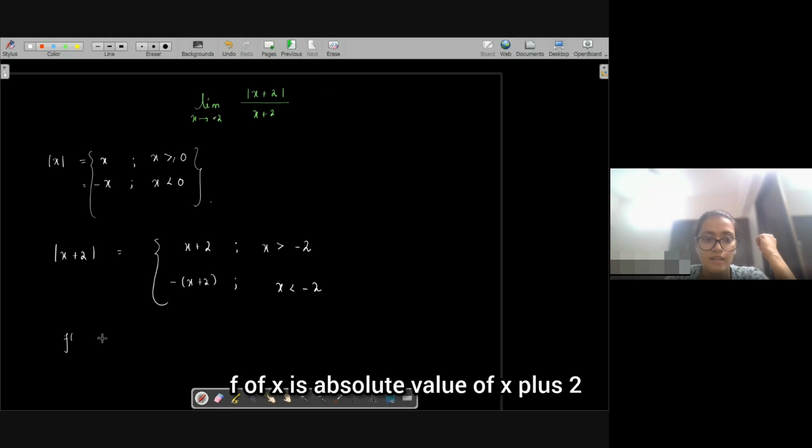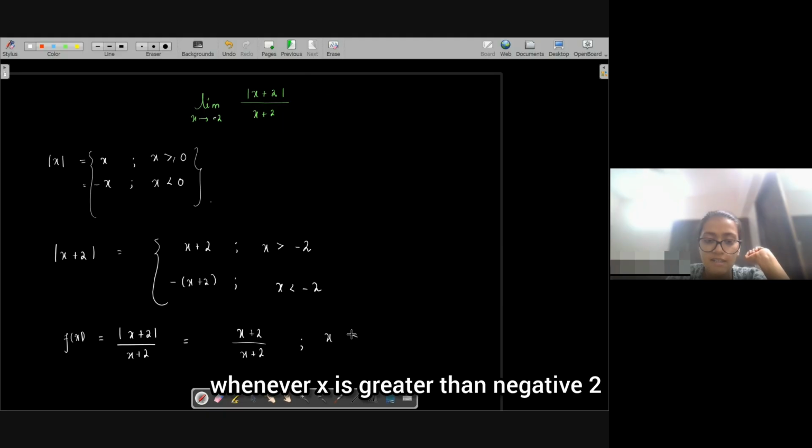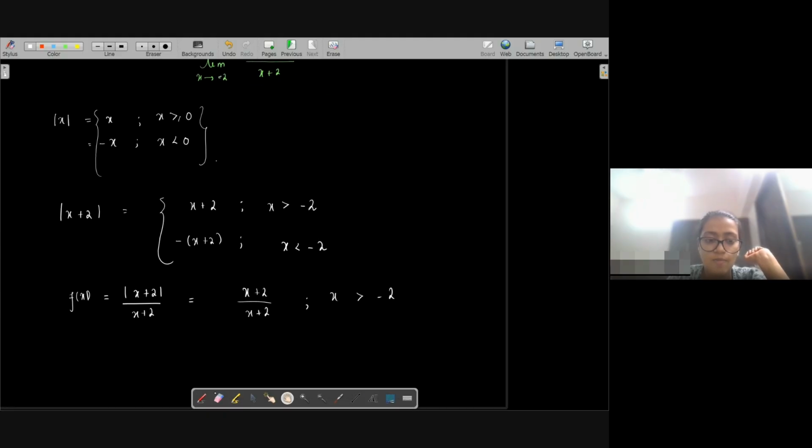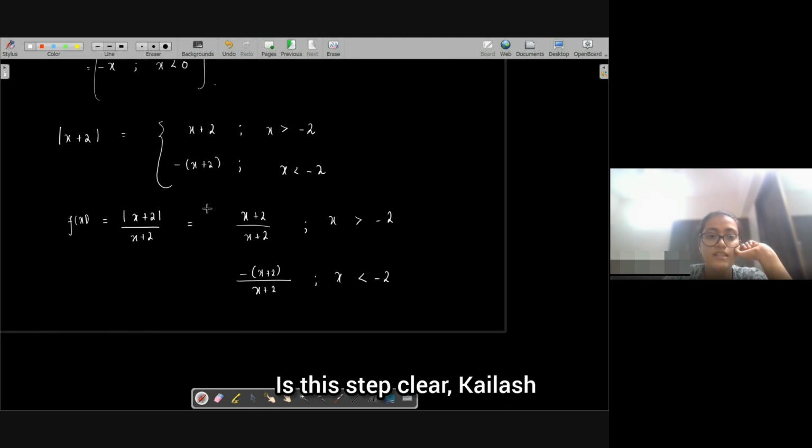f of x is the absolute value of x plus 2 over x plus 2. So this will be x plus 2 over x plus 2 whenever x is greater than -2, and it will be negative of x plus 2 over x plus 2 whenever x is less than -2. Is this step clear, Kailash?